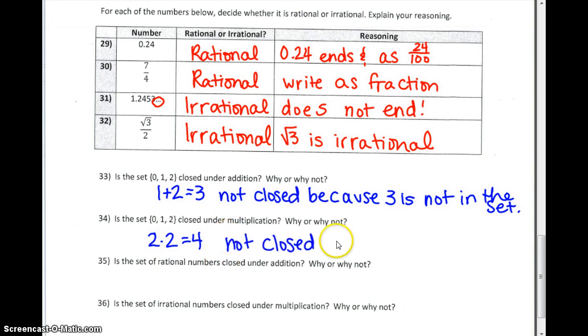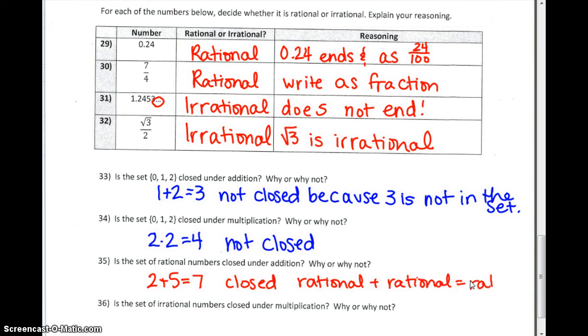Now some of you were confused about rational numbers. Okay, remember rational numbers, if I add 2 plus 5, I get 7. This is rational plus rational equals rational. This will always be closed. The reasoning for this is because a rational plus a rational is always going to be rational. Okay?